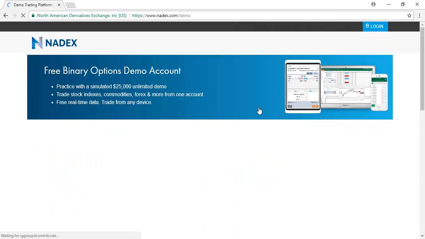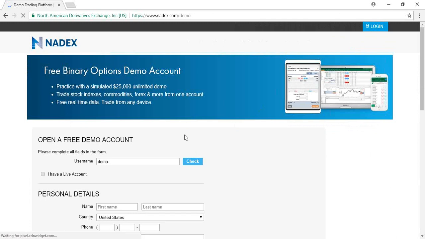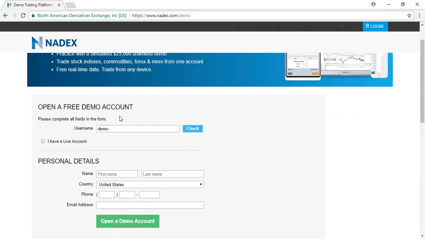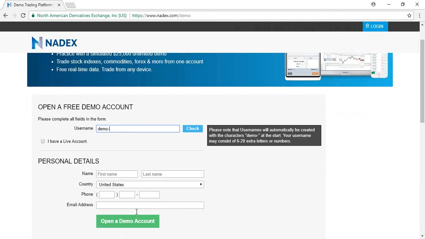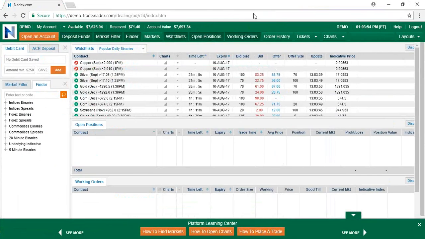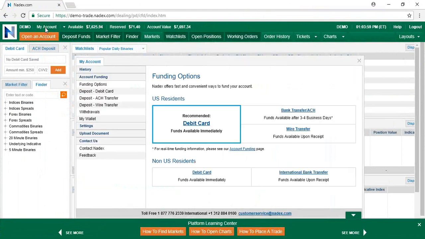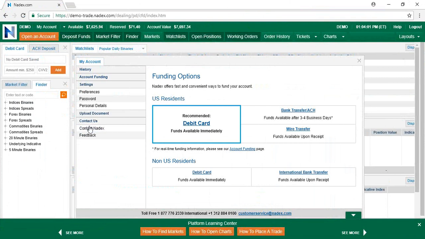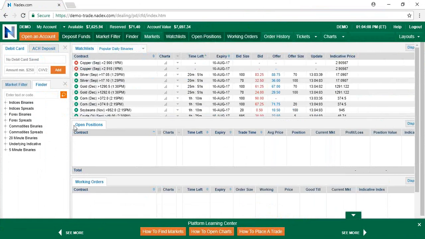I want to bring your attention right here to the demo trading platform. Nadex will give you a $25,000 demo account, absolutely free. All you have to do is select a username, fill out some quick information, and hit open demo. And in just a few moments, you'll get an email with a temporary password. You can log right into the demo platform. Once you do that, you can go up here to My Account, go to Settings and Password.